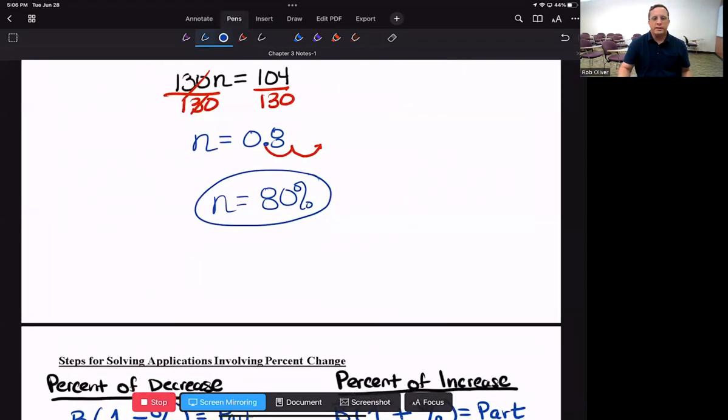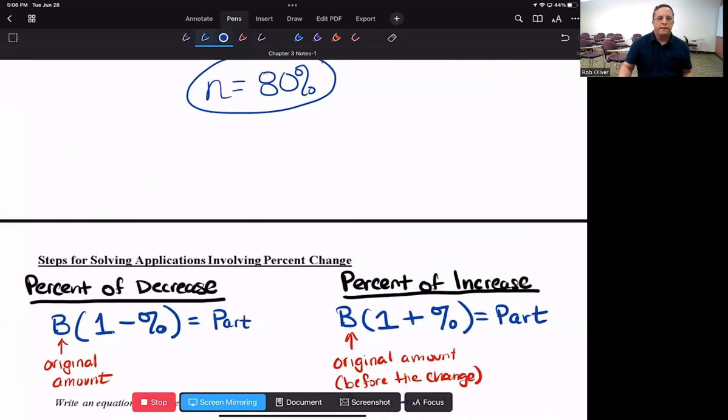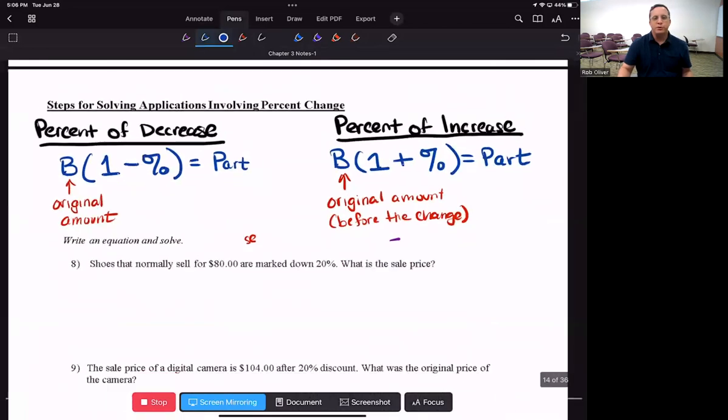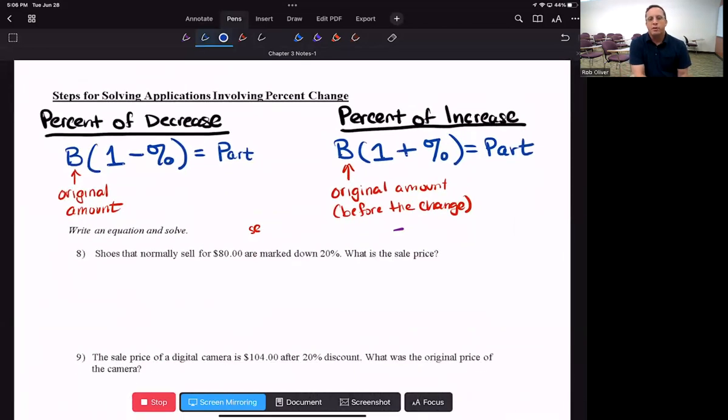So number 7 is 80%. All right, moving on to the next page of your notes here, we've got steps for solving applications involving percent change, or percent of change is another way to put it.